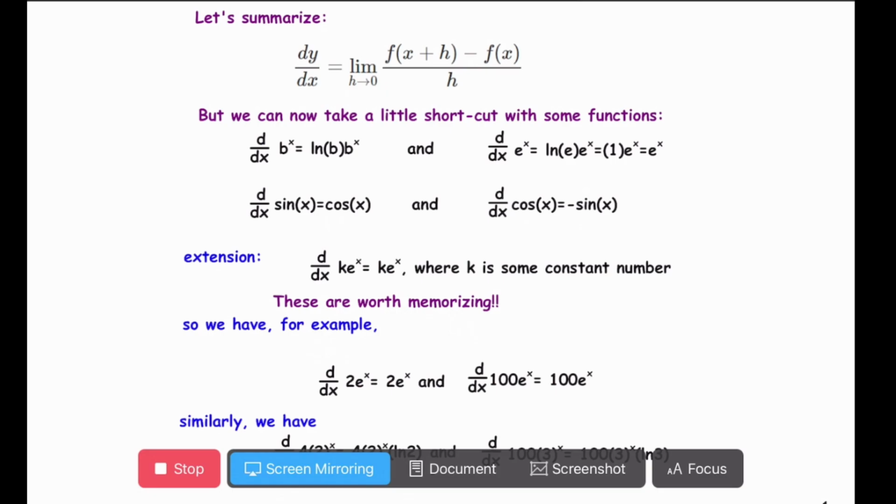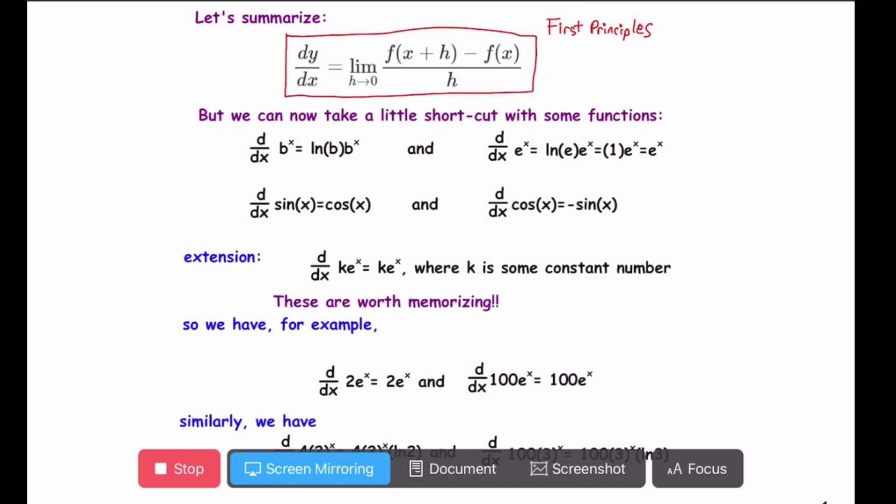We know our first principles here. This is our limit definition of the derivative. So when we are asked to find something from first principles, we're using this formula. We're subbing in our actual f of x value and so on, and determining our limit for our function. But we've seen that we can take a little shortcut with some functions.